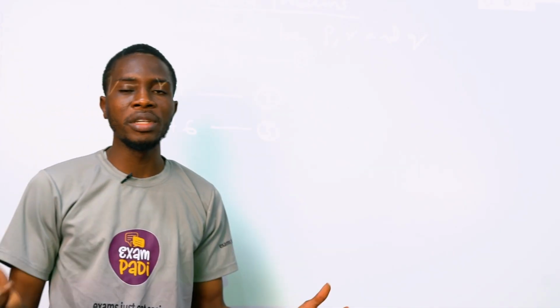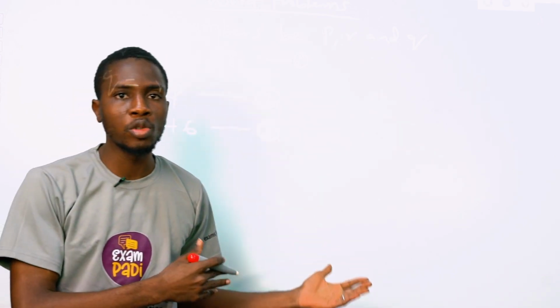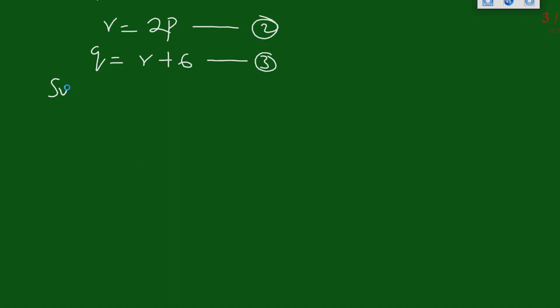Now that we have the three equations, we need to solve them simultaneously. And remember, solving simultaneous equations, you can either use the elimination method or the substitution method. But for the sake of this question, I'll be adopting the substitution method. So I'm to substitute 2P for R in equation 1.